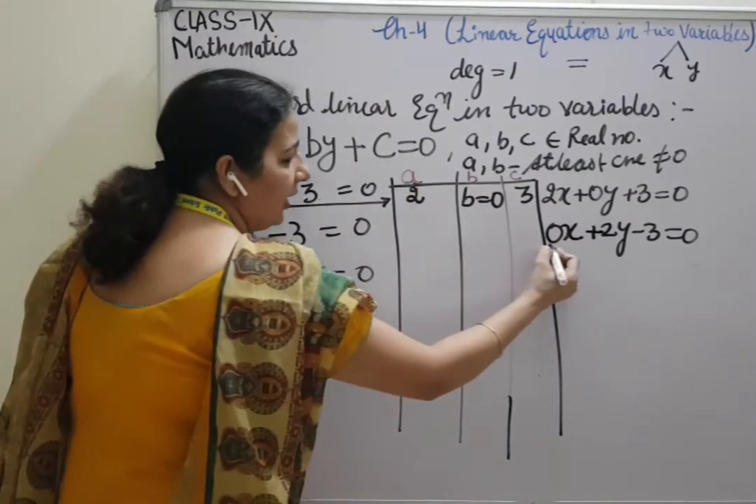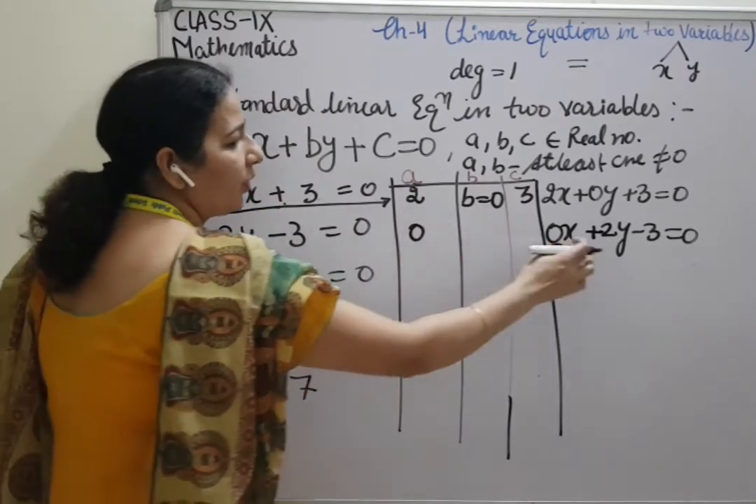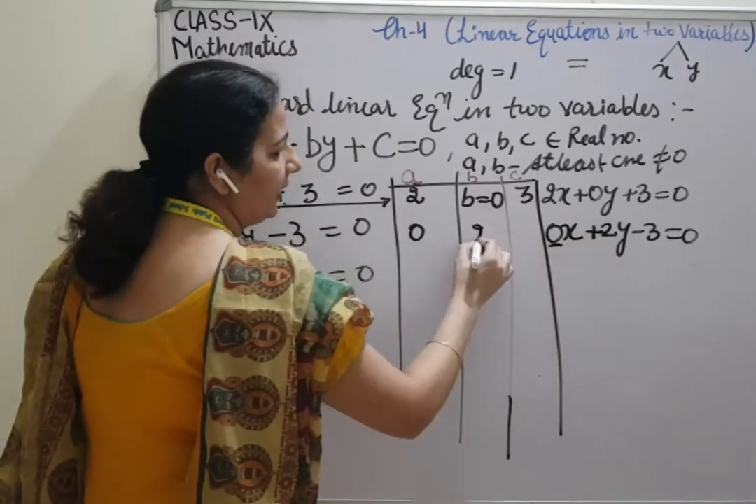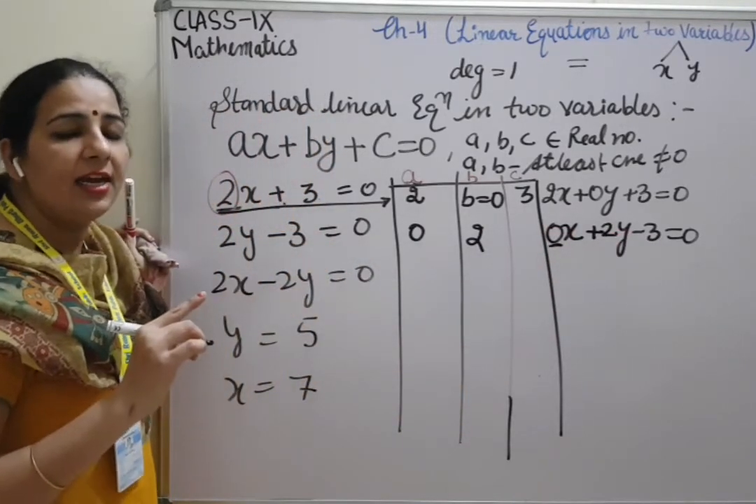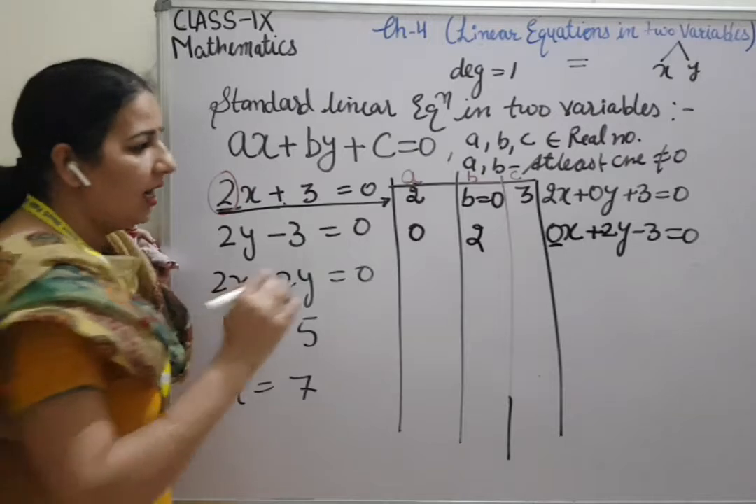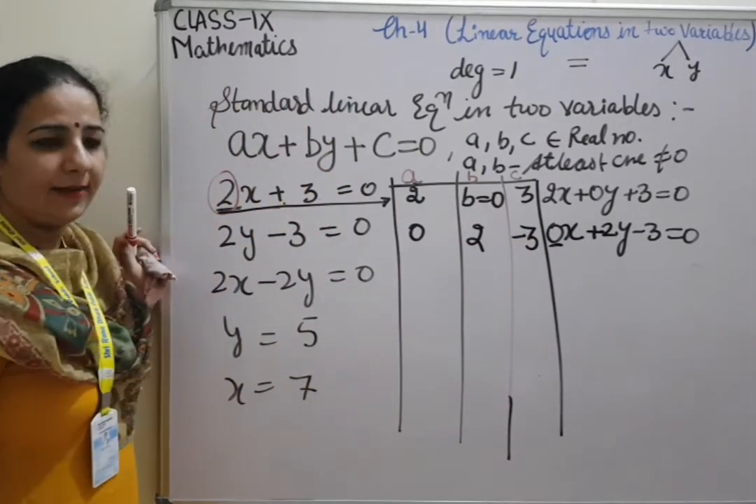Now just find out the coefficient of x. It is 0. Coefficient of y, it is 2. And the constant part is 3 or minus 3? Yes, it is minus 3. All the coefficients will come with their sign.